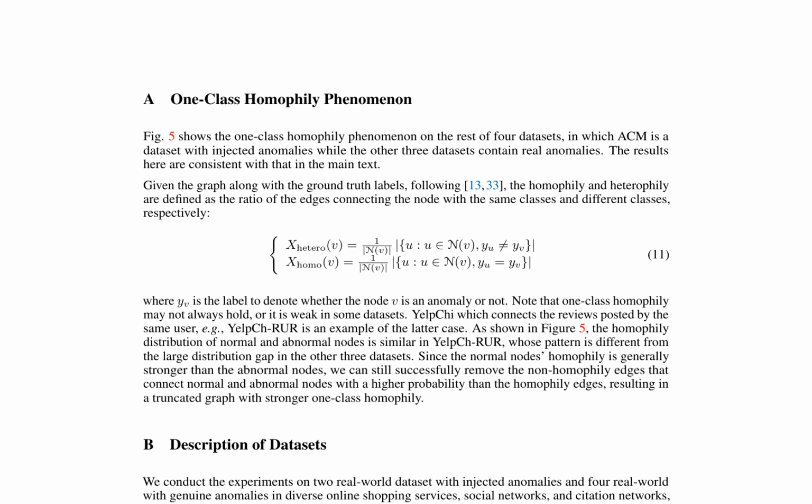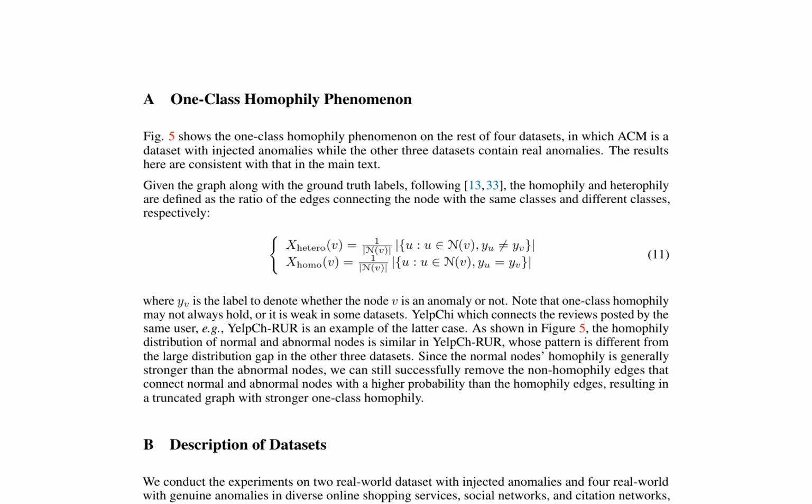The authors investigate the one-class homophily phenomenon on 4 datasets, including ACM with injected anomalies and 3 datasets with real anomalies. The results, illustrated in Figure 5, are consistent with the main text. Homophily and heterophily are defined as the ratio of edges connecting nodes with the same and different classes, respectively, using equation 11. Notably, one-class homophily may not always hold or may be weak in some datasets, such as Yelp Qiao, where the homophily distribution of normal and abnormal nodes is similar.